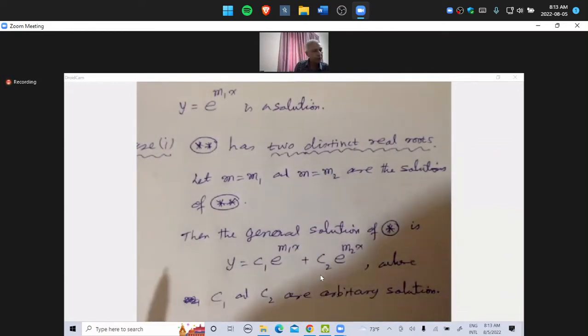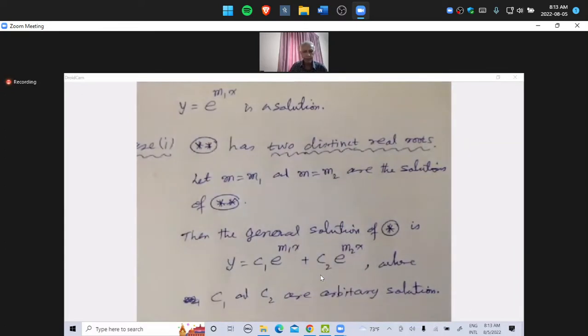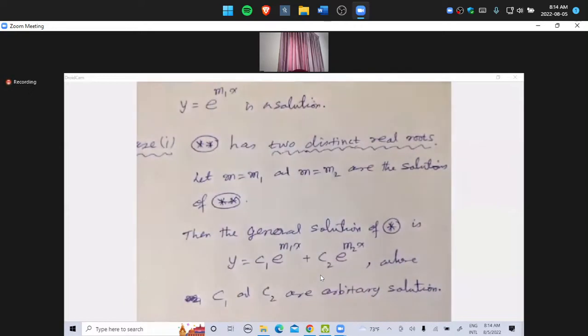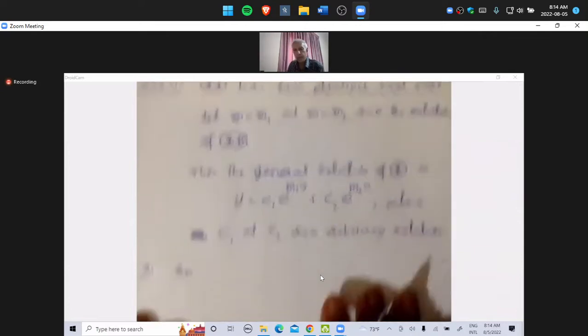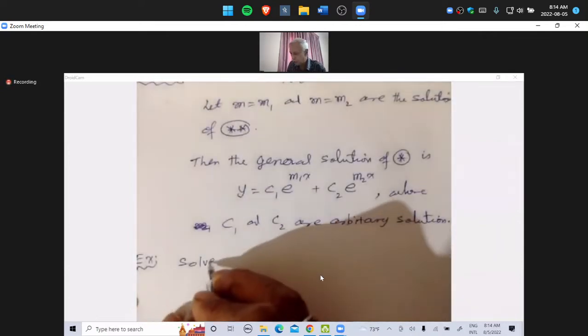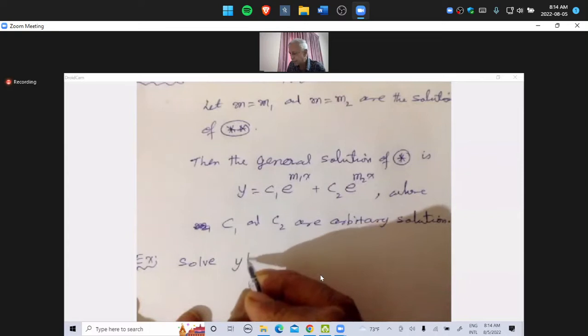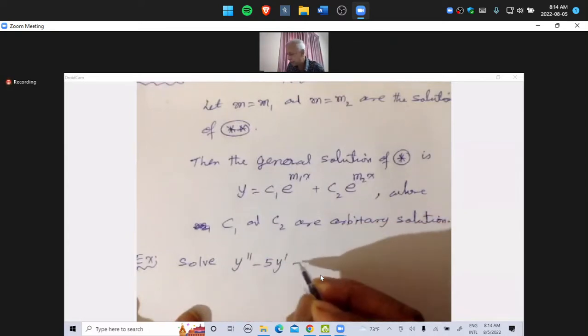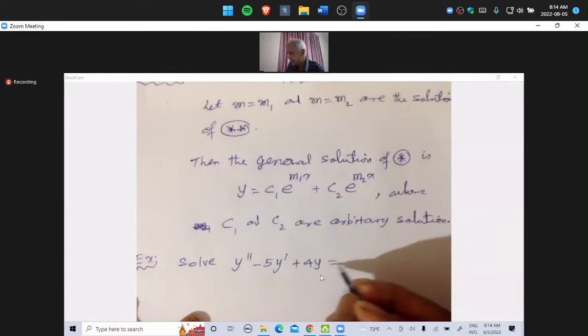We'll do an example for this case. See whether you understand it well. Okay, give me 1 minute to get this. Solve y double dash minus 5y dash plus 4y is equal to 0.